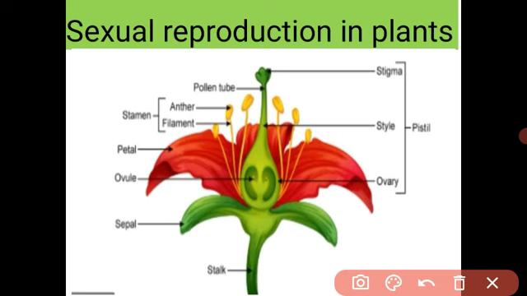See, students, first of all keep it in your mind. What is meant by sexual reproduction? It means the male and female reproductive cells fuse with each other and form a seed, and whenever we germinate the seed, new baby plants grow. This process is called sexual reproduction. Let us see the parts of the flower.